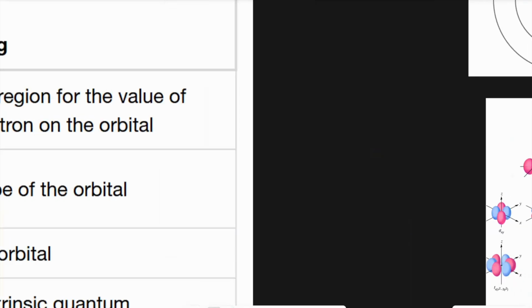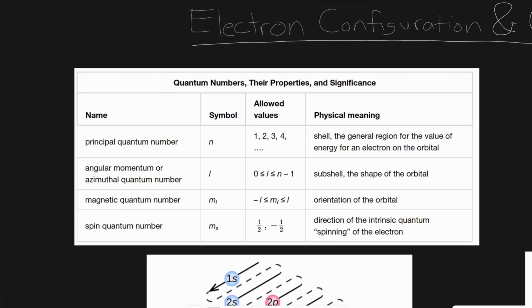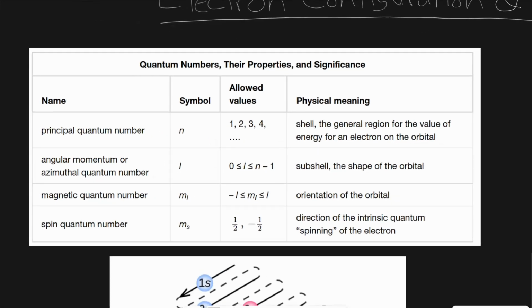If we go back to this table here and we look at the second quantum number, the second quantum number is the angular momentum or azimuthal quantum number, which can be kind of difficult to understand. But what we're going to point out is that the L quantum number represents the subshell or the shape of the orbital. The possible values here may seem confusing, but really what it's saying is that the possible values for L depend on which n value we are dealing with.